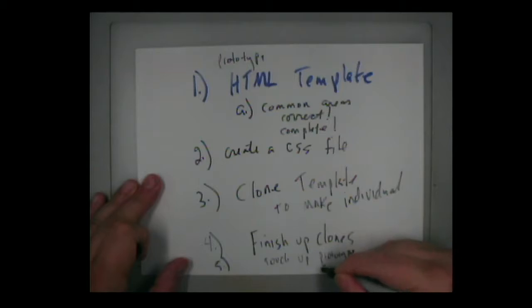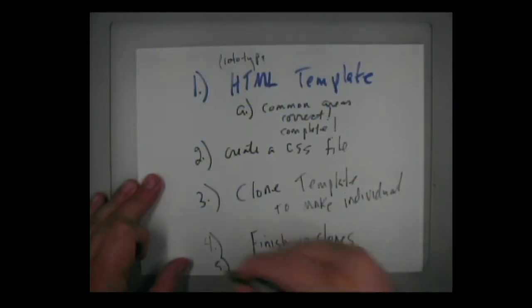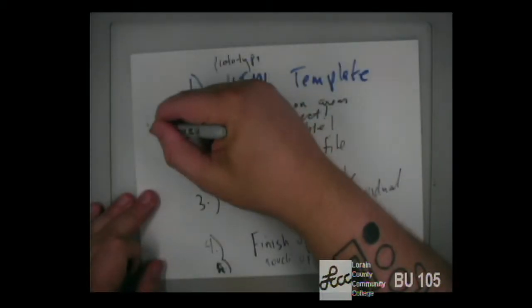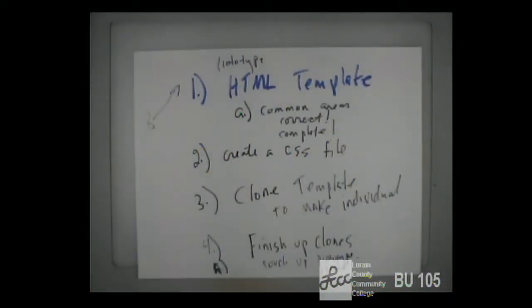If our prototype was sort of way off, if they said, well, look, we want to change just about everything about it, we might go back to here and just start the process over and create a new template, clone it, and so on. It all depends on how close your prototype is to being acceptable.